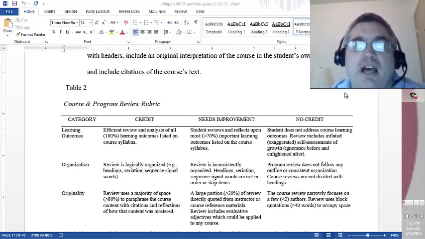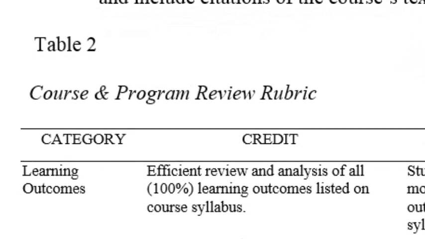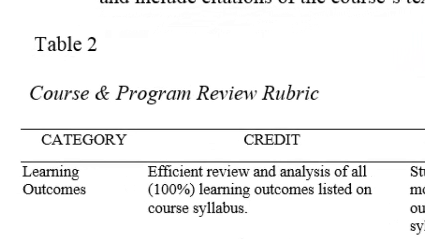For credit, I have listed that you create an efficient review and analysis of all the learning outcomes listed on the course syllabus. Some of the syllabi have up to 12 learning outcomes, and this is a challenge when you have to do a course review within 2 or 3 pages. Here is my suggested method of completing this for credit.